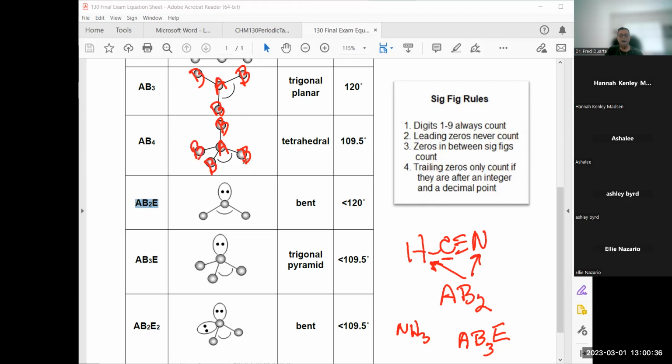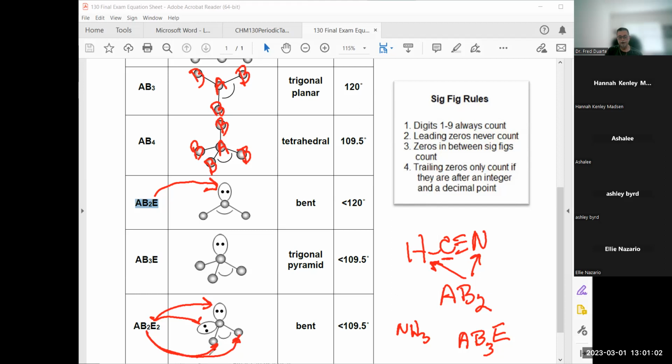Okay, and the E is the lone pairs. Yes, E is a lone pair. This E is right there. In this case, there's only one E. Okay, down here, E is 2 because there's 2 lone pairs, and B is whatever is bonded to the central atom.